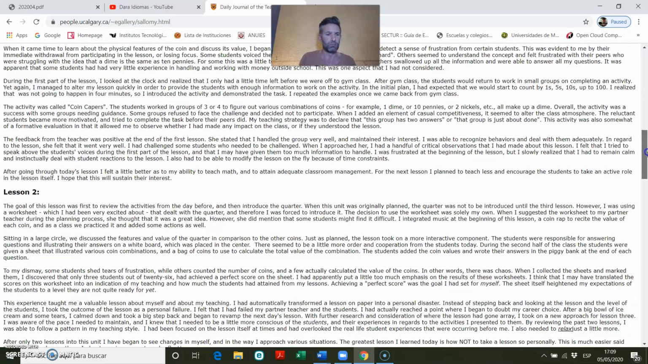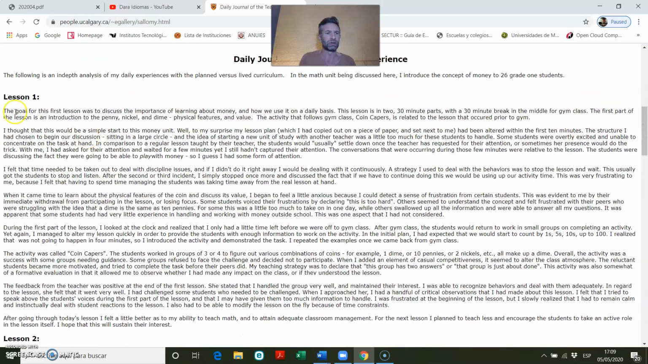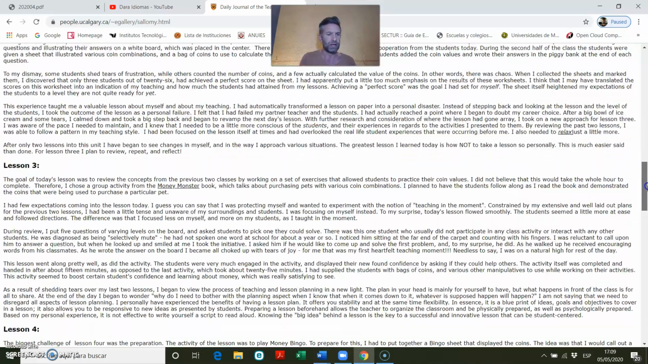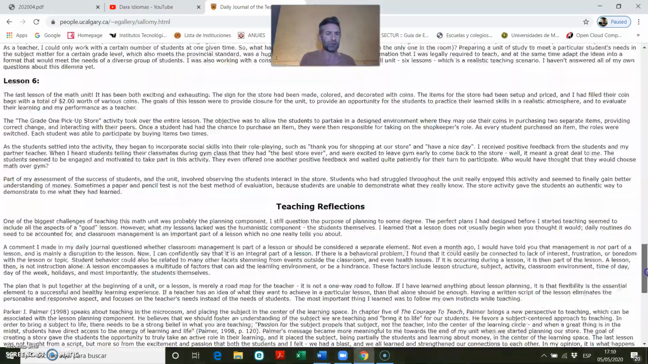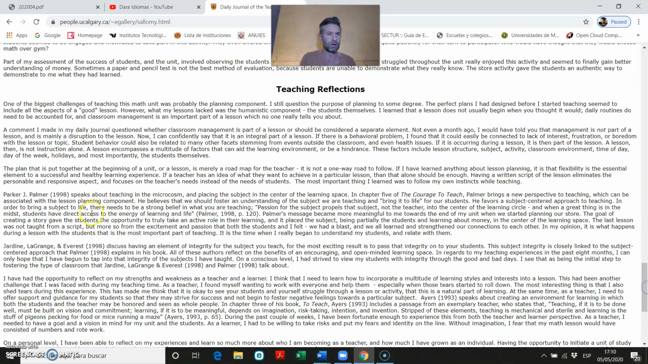Or they could be more practical reflections, such as this one for lesson one. "The goal for this first lesson was to discuss the importance of learning about money and how we use it on a daily basis." So it could be a very practical reflection, or it could be a more academic reflection, such as this one. Parker J. Palmer speaks about teaching in the microcosm and placing the subject in the center of the learning space.